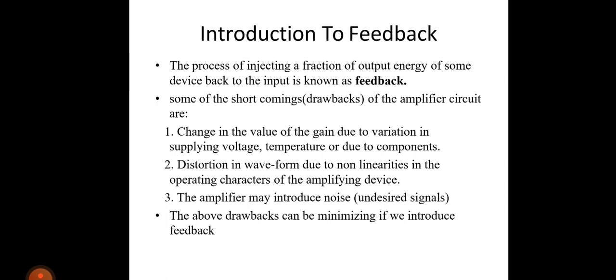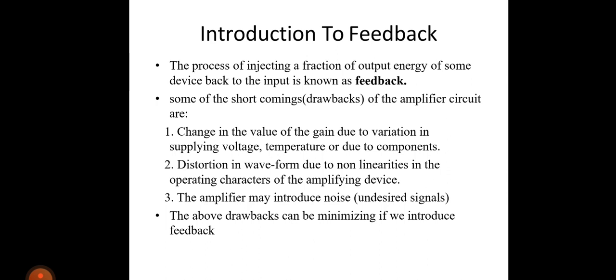Some of the shortcomings or drawbacks of the amplifier circuit are these. Why do we introduce negative feedback? Because there are some drawbacks. What are they? Let us see. Change in the value of the gain due to variation in supply voltage, temperature or due to components. We know that gain depends on VCC, temperature and components like ICO, VBE and beta. So, with these, gain also changes.